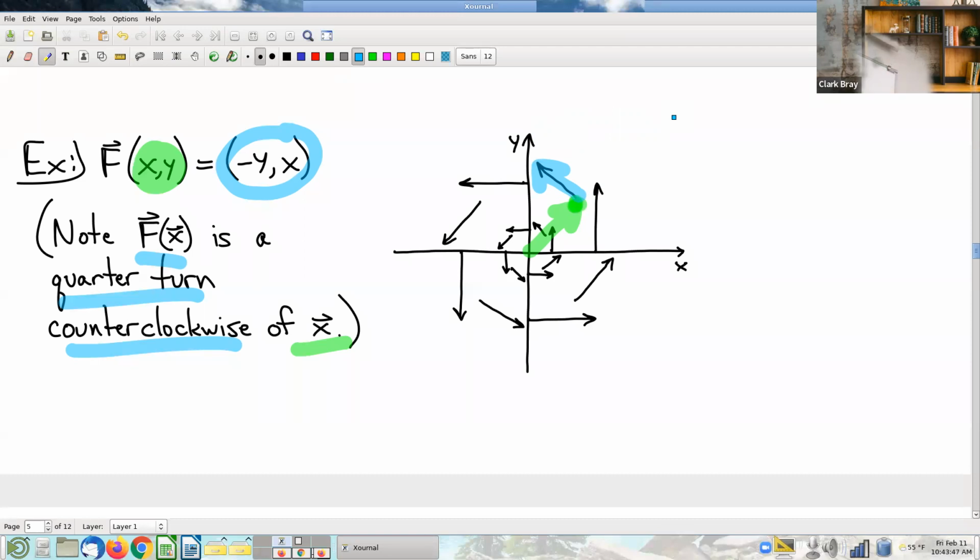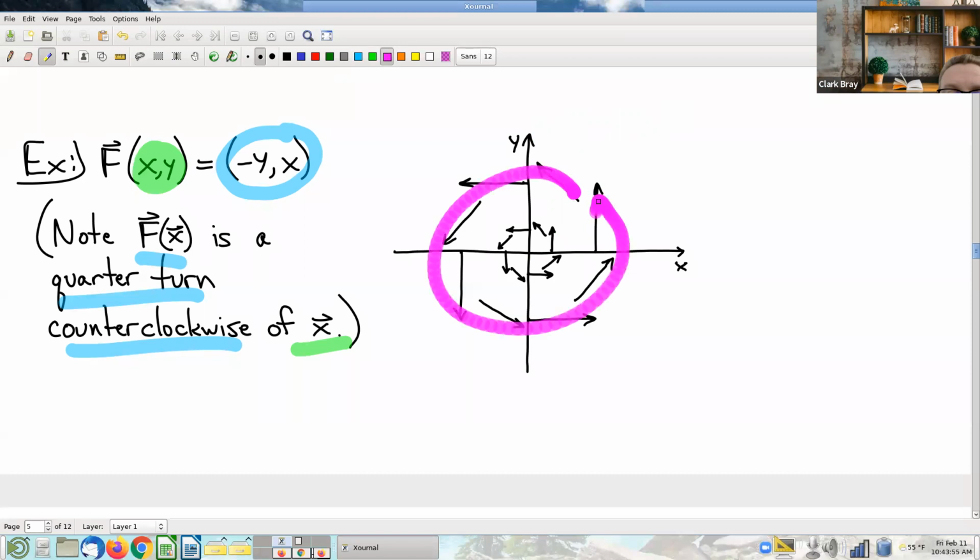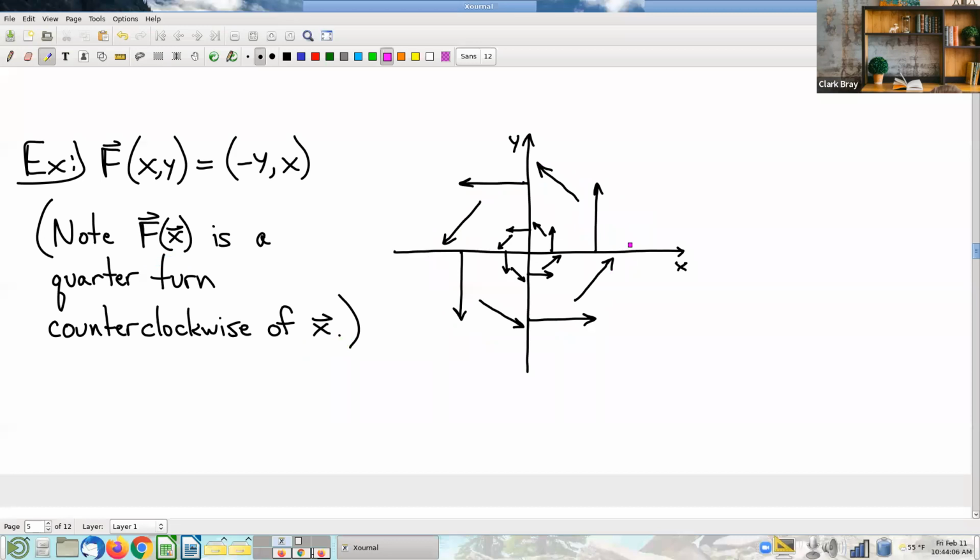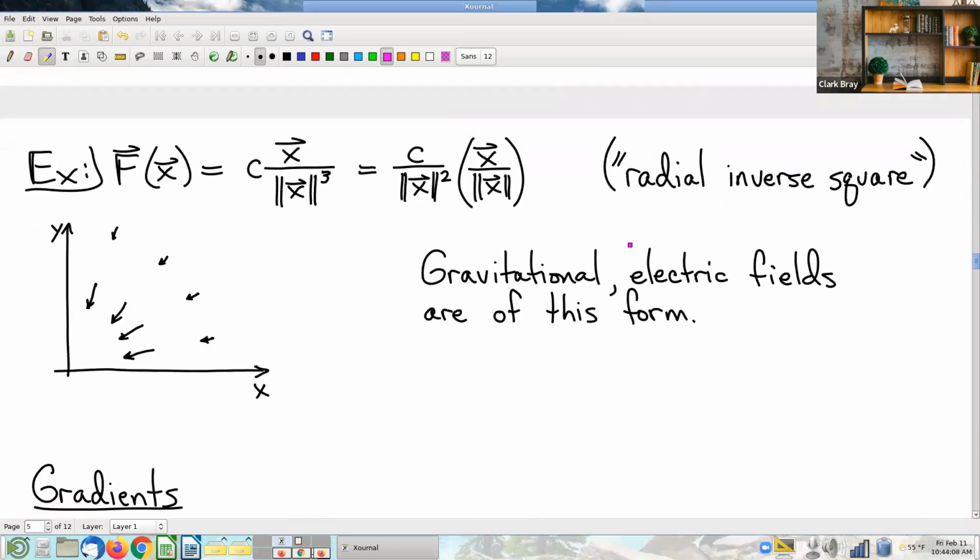And again, play the same game. Think about what happens when you do a quarter turn counterclockwise of the position vector at every point in space, and you can sort of see it effectively. It creates this kind of stirred pot look. Does that make sense? Okay. All righty. Okay, this is a good one.